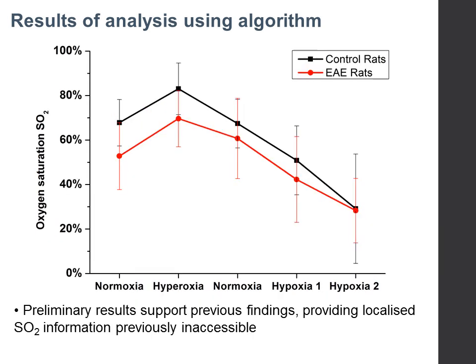Looking at the average results for all the control rats, and this is a model of multiple sclerosis, the diseased rats are hypoxic in these veins supplying the dorsal spinal cord, when compared to the control rats. These preliminary results support the previous findings, whereas now we have localized information of the actual veins themselves. I should point out that the error bars on this graph are the standard deviations of all of the individual rats. There was a spread of oxygen levels in individual rats.